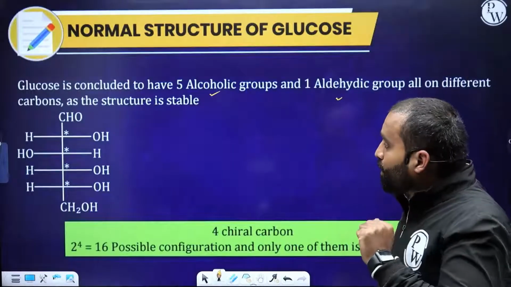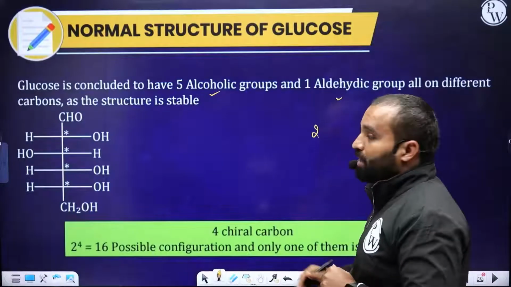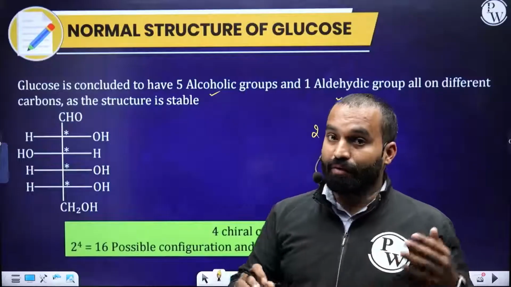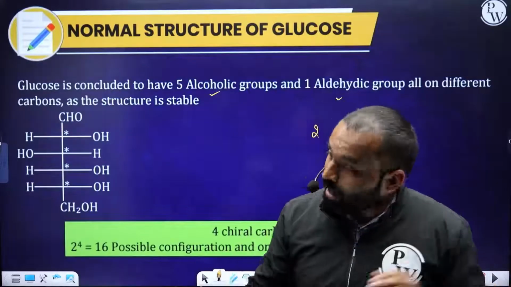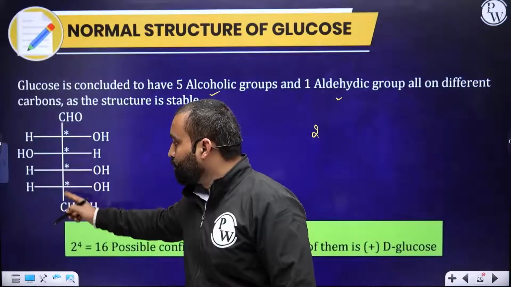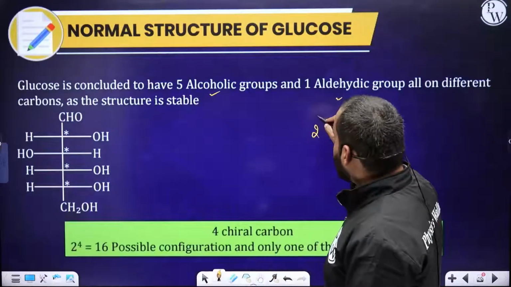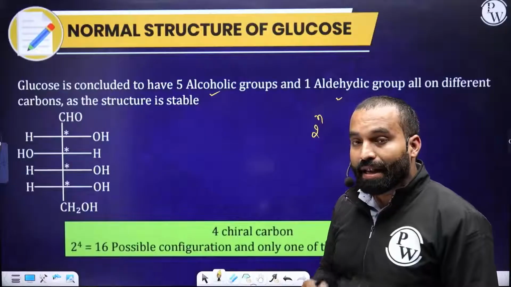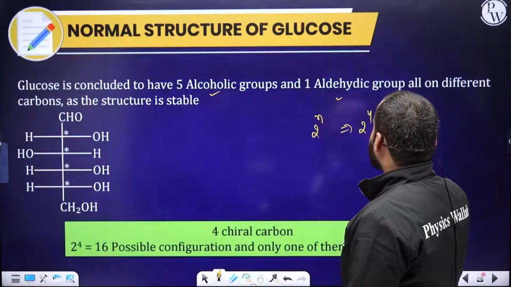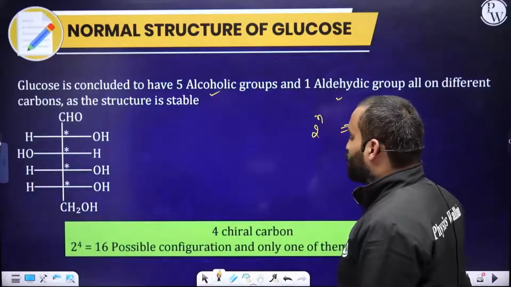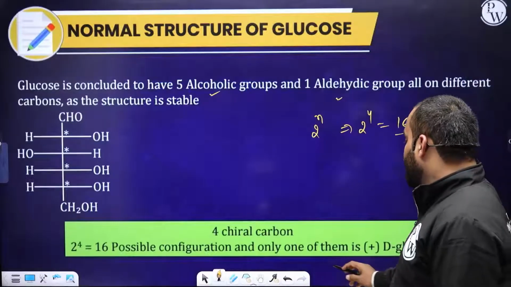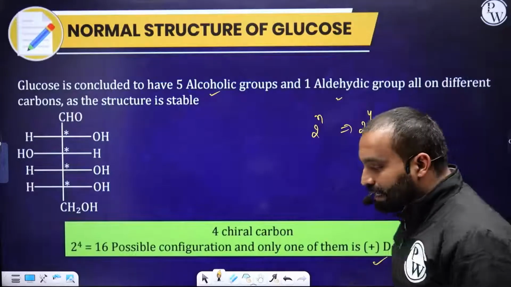And we know if there is one chiral center present, that would give us 2 stereoisomers. And how many chiral centers are present here? So carbon center 1, second, third, fourth. 4 are present. So 2 raised to the power n, where n is the number of chiral centers. That's 2 raised to the power 4, which equals 16. So there are a total of 16 possible configurations. Only one of them is known as D-glucose.